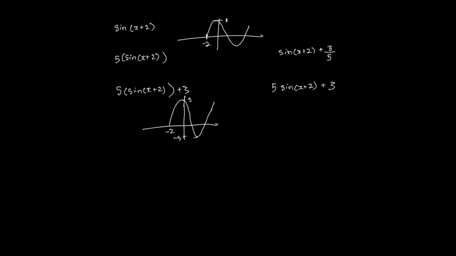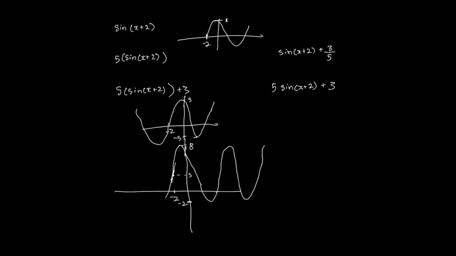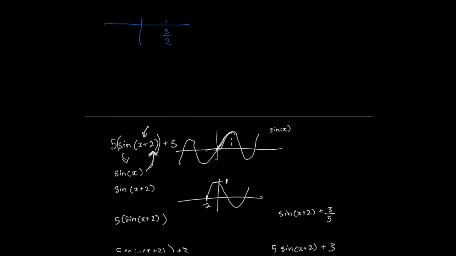So in the final step, at -2, since we're adding 3 units, it's no longer 0; it's 3. The graph is very rough, but the maximum point would be 8 because we're adding 3, and the minimum point would be -2. That would be the final graph. I hope you understand how the order of transformations works.